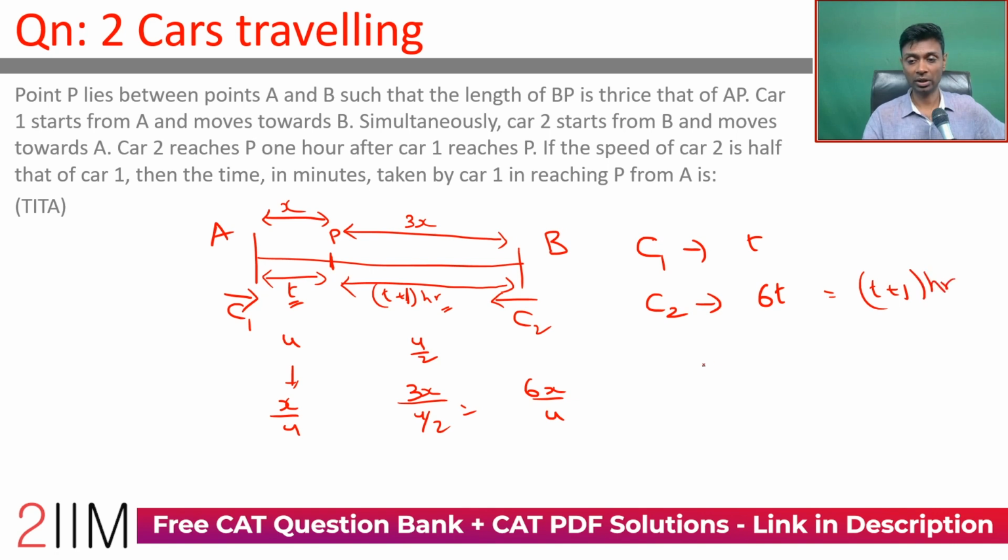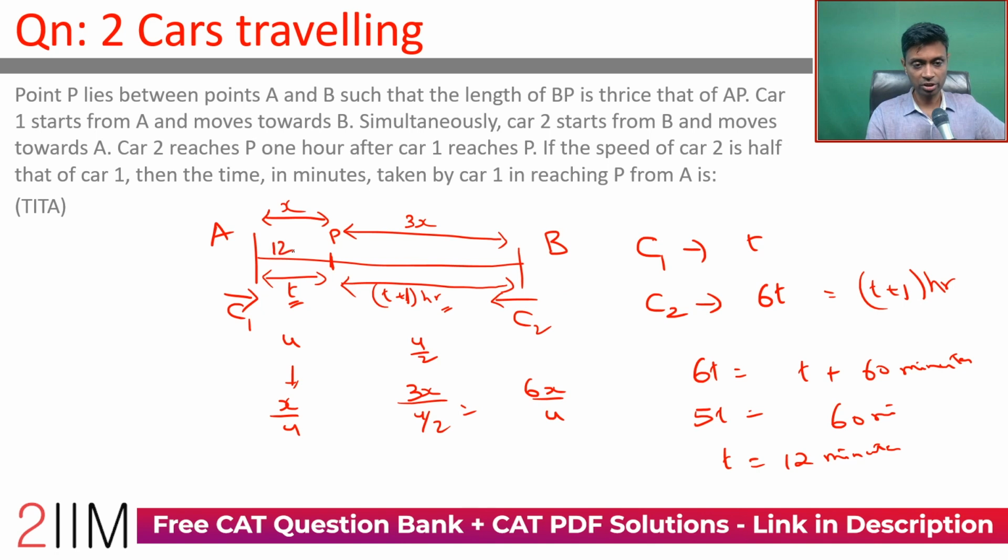but we've been given this is t plus 1 hour, or 6t equals t plus 60 minutes. If I'm thinking of t in terms of minutes, 5t equals 60 minutes, t is 12 minutes. So car 1 takes 12 minutes to reach the point, car 2 takes 72 minutes to reach the point. 12 into 6 is 72, 72 minus 12 is 60 minutes, which is 1 hour.